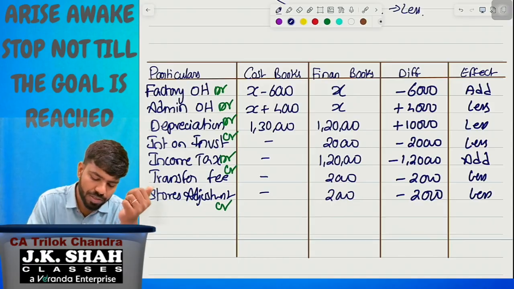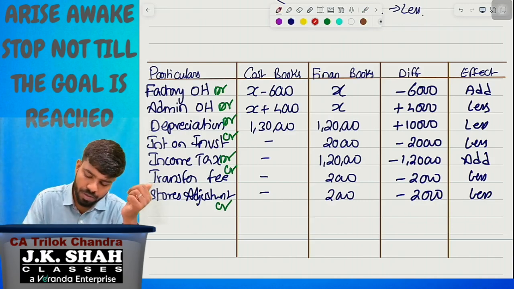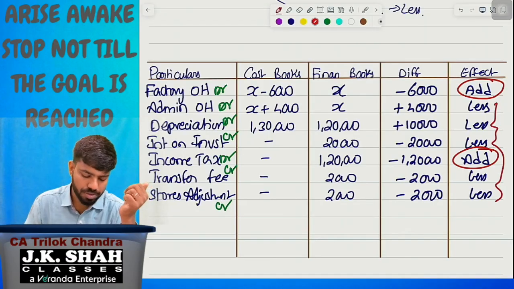So finally, what is the conclusion? See here. Two items to be added: 6,000 and 1,20,000. Five items to be reduced. Okay, check with the answer.